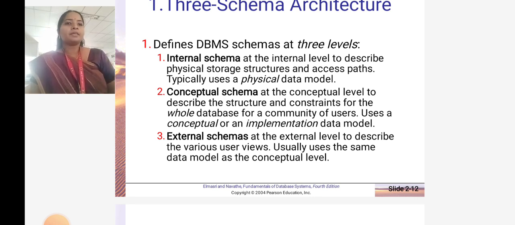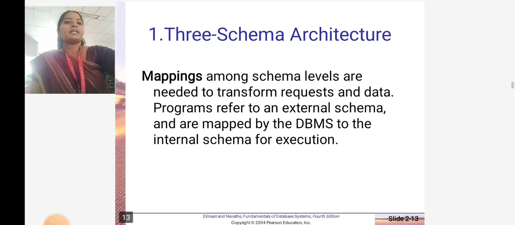So the internal schema describes physical storage structures and access paths. It typically uses a physical data model. The conceptual schema describes the structure and constraints for the whole database for a community of users. It uses a conceptual or an implementation data model. The external schema describes the various user views, and usually uses the same data model as the conceptual level.